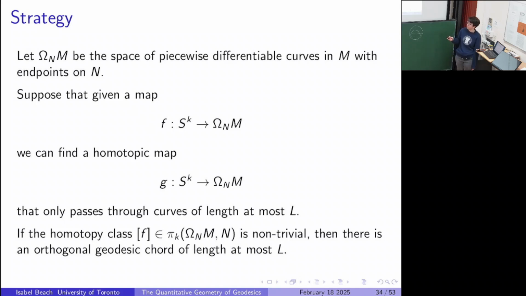And I want to find a homotopic map that only passes through curves of length at most L. If we can do that, and my homotopy class is non-trivial, then we can apply the same pulling tight strategy to ensure that there's a critical point of length at most L. So in particular, a geodesic chord orthogonal to my submanifold. So much as before, all the work is done in: if you give me a map, I have to make it shorter. So finding a short representative of whatever non-trivial class I have.